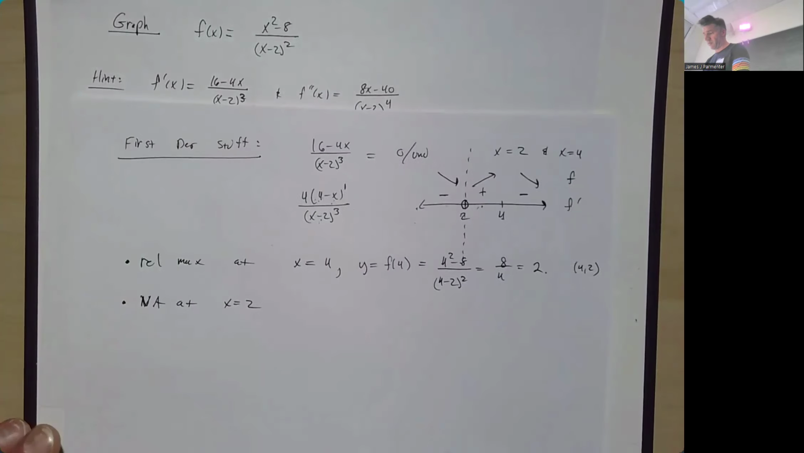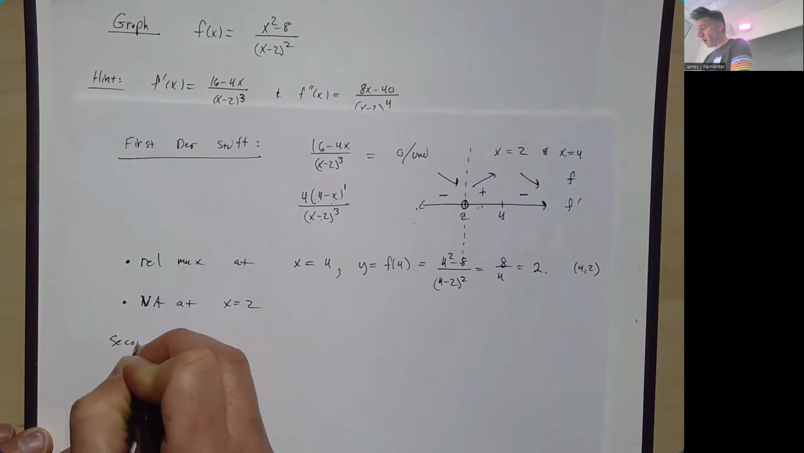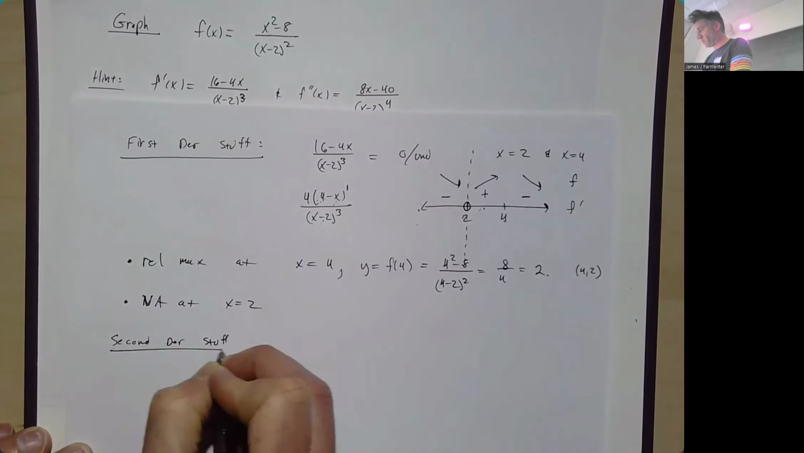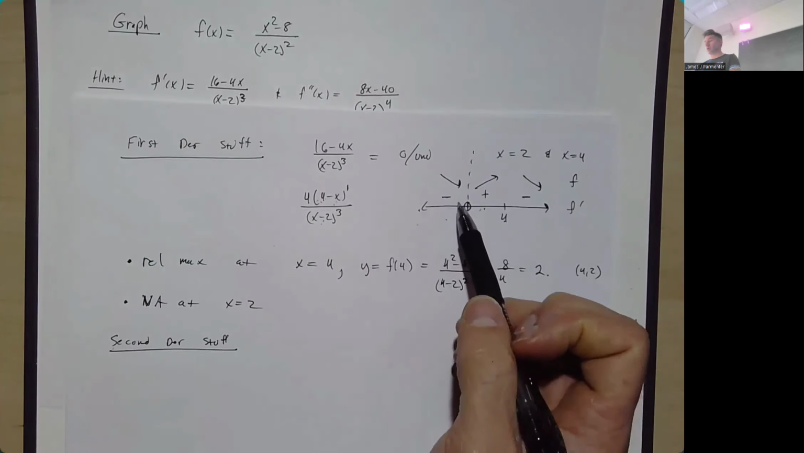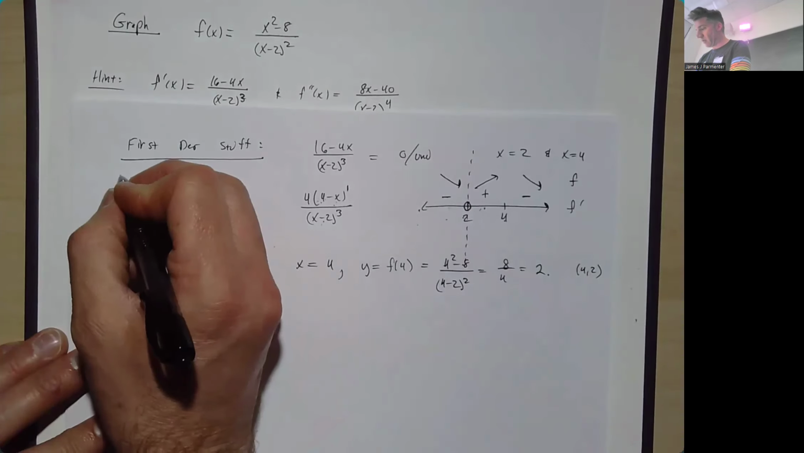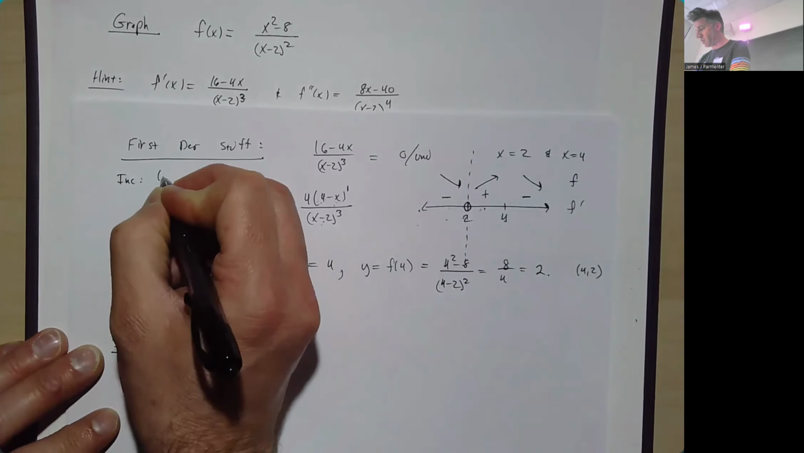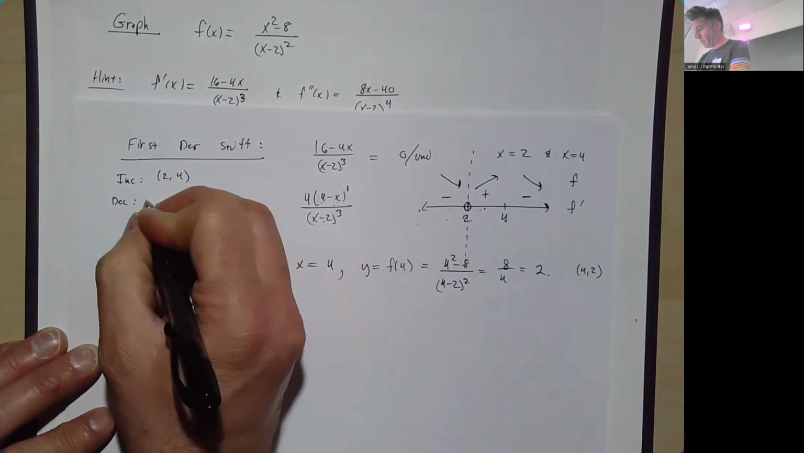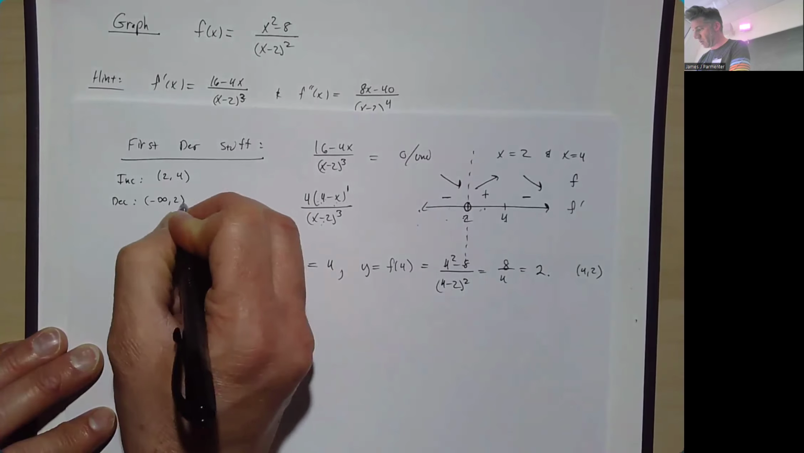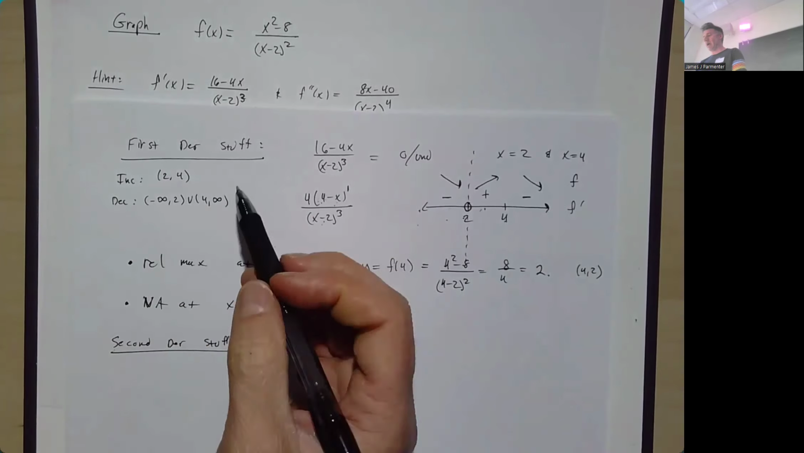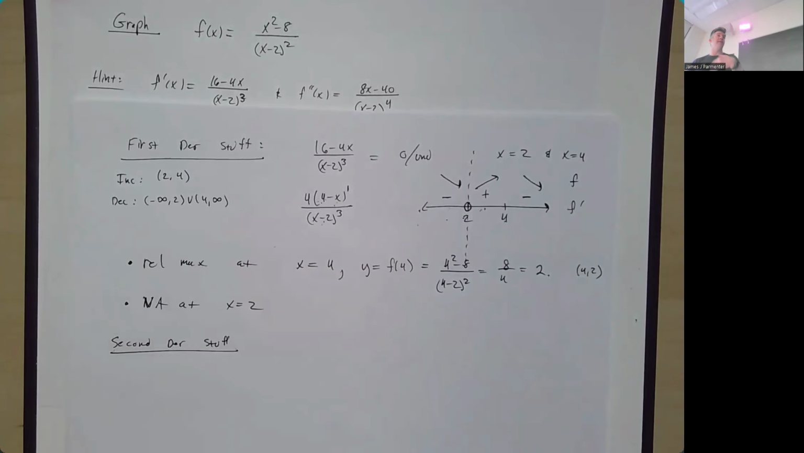Let's find the second derivative stuff. I will also point out that for this first derivative, if you were asked, you could say the function is increasing on the interval from 2 to 4, and decreasing on the interval from negative infinity to 2 union 4 to infinity. Usually you're not being asked to state this, but you could be asked to state this.